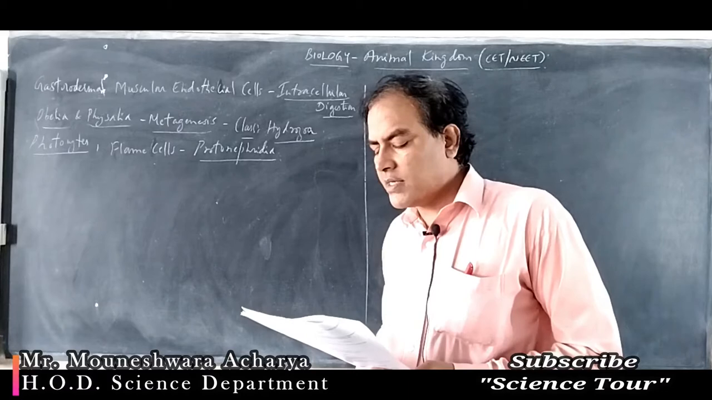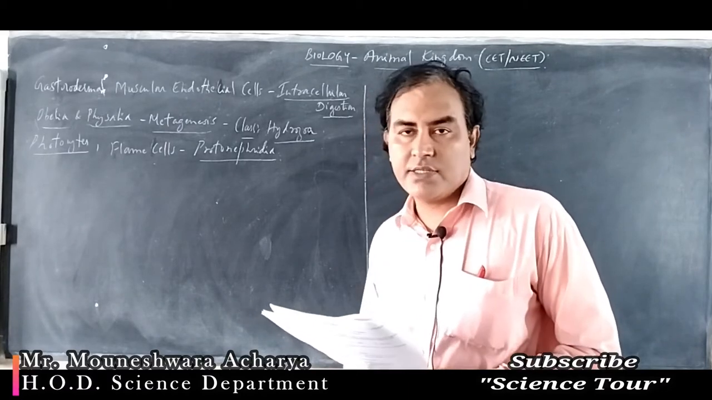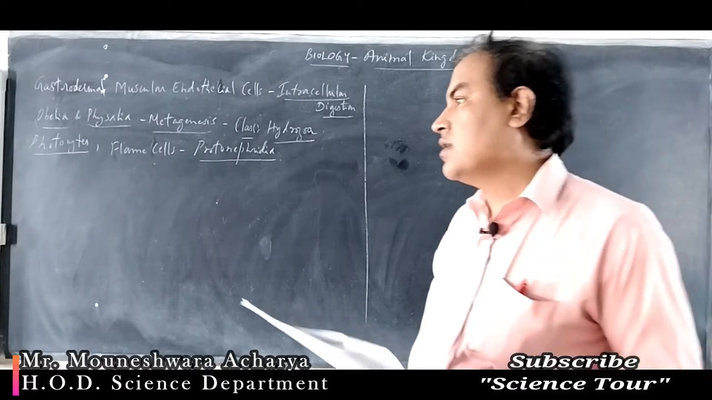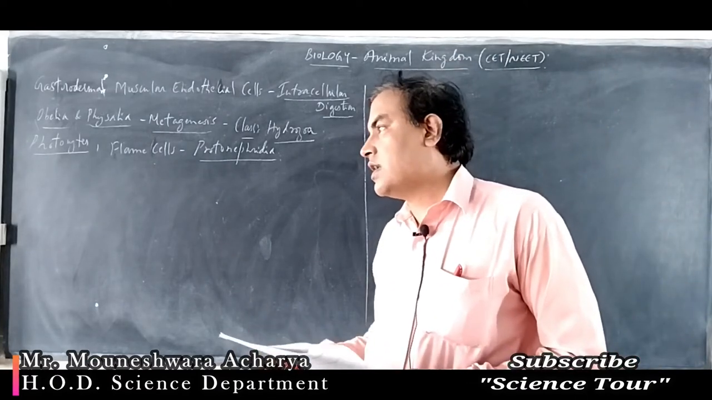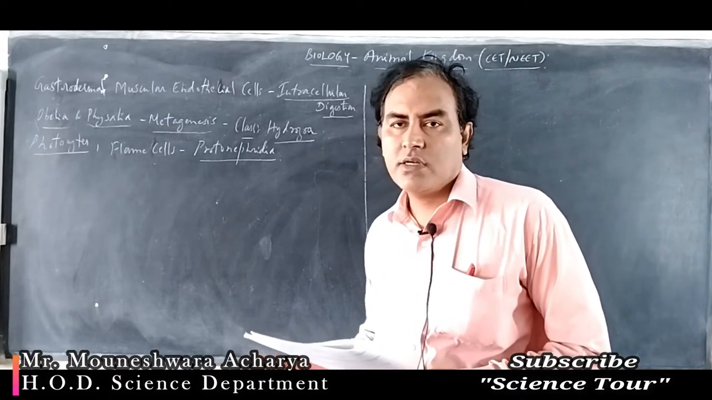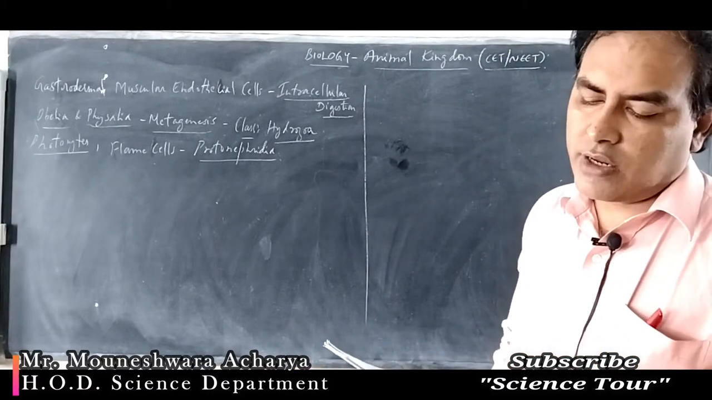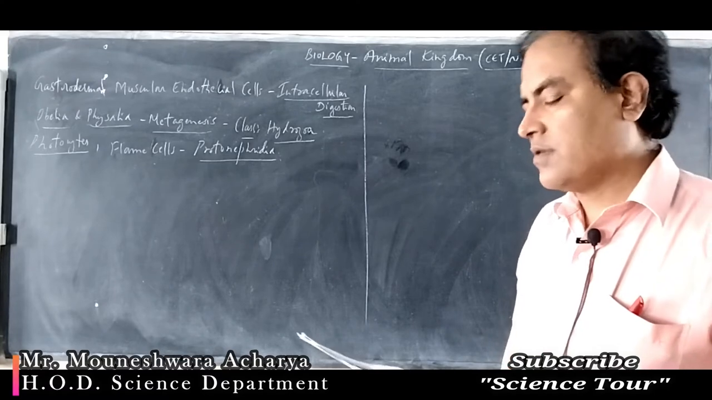Then nidoblasts help for defense mechanism in Cnidaria. Nematocytes are nothing but the capsules which have poison, that is also in Cnidaria. So the right option is option 3.